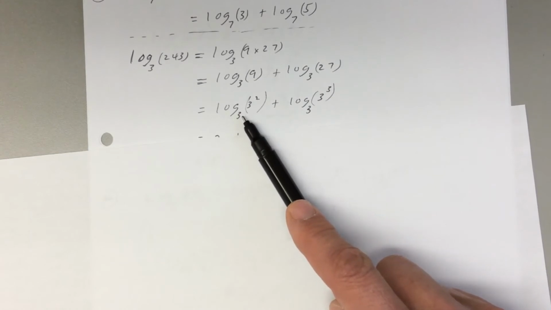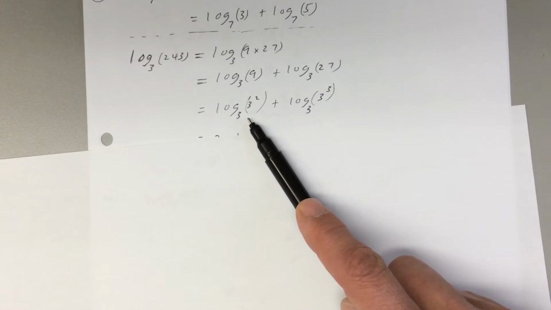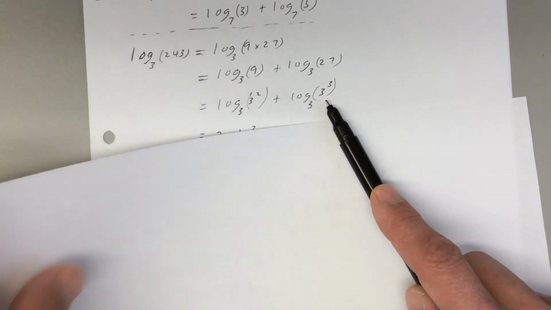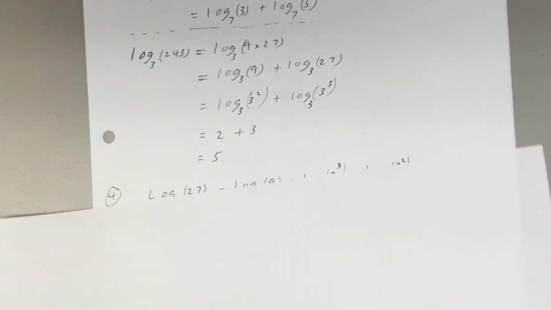Okay, so log base 3 of 3 squared. Well, that's using our first law. We can just write that as 2. Log base 3 of 3 cubed. Again, using our first law, that's just 3. Add them together, you get 5. Okay.